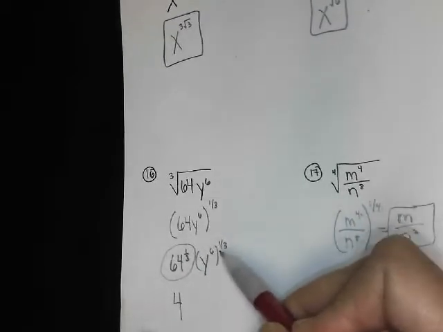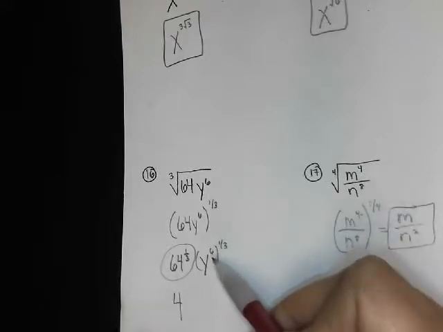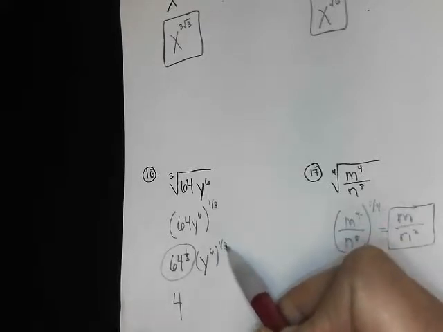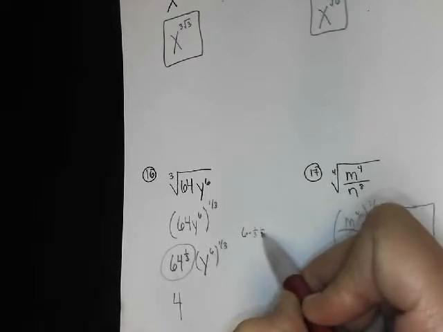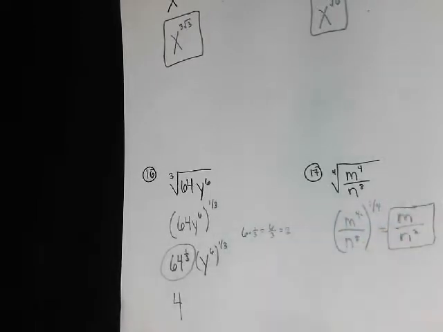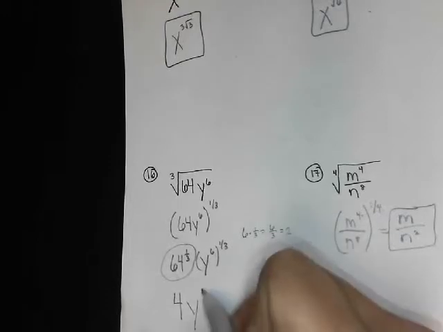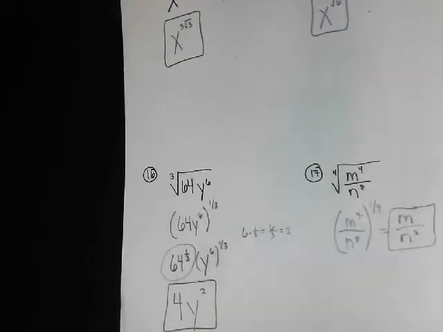Here you have to know your exponent rules. There's no calculator that's going to help you. You have to know power to power means multiply. And 6 times 1/3 is 6/3, which is the whole number 2. So that ends up being y squared, and you're done.